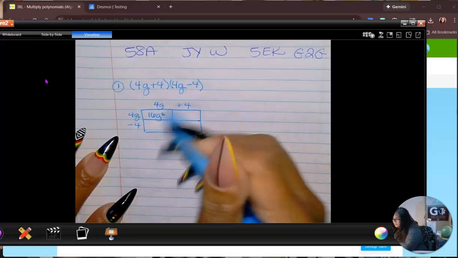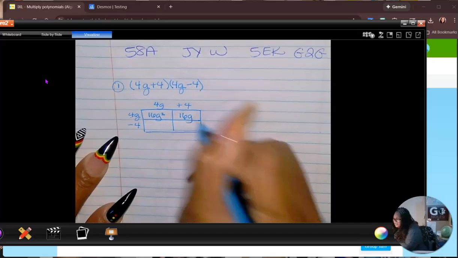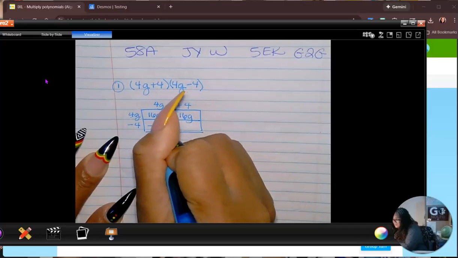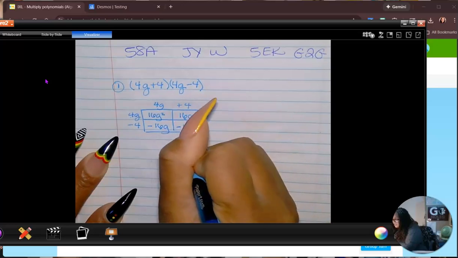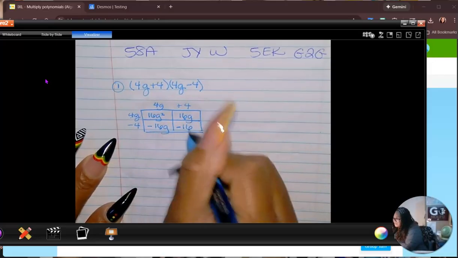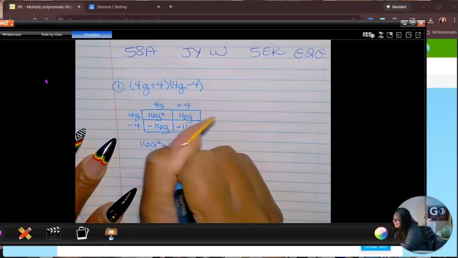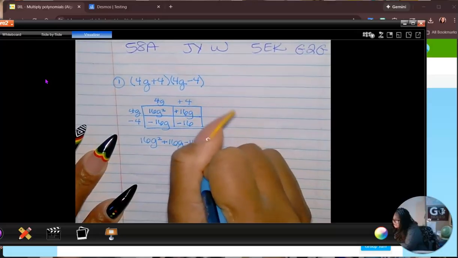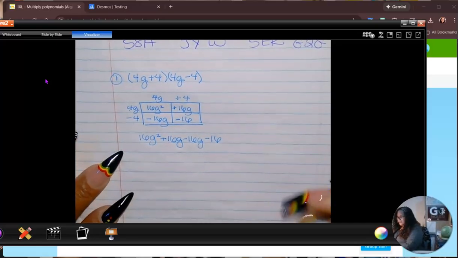So then this is where I find the area of this rectangle, where I do 4g times 4g, which becomes 16g squared. And then I do 4g times 4, which is just 16g. And then I do 4g times negative 4, which is negative 16g. And then I do negative 4 times positive 4, which is negative 16. Then I'm going to bring down all of my terms that are inside the box, all of the areas. So I'm going to do 16g squared plus 16g, because there's an invisible plus sign here, minus 16g minus 16. I know, a lot of terms, a lot of things to unpack there.